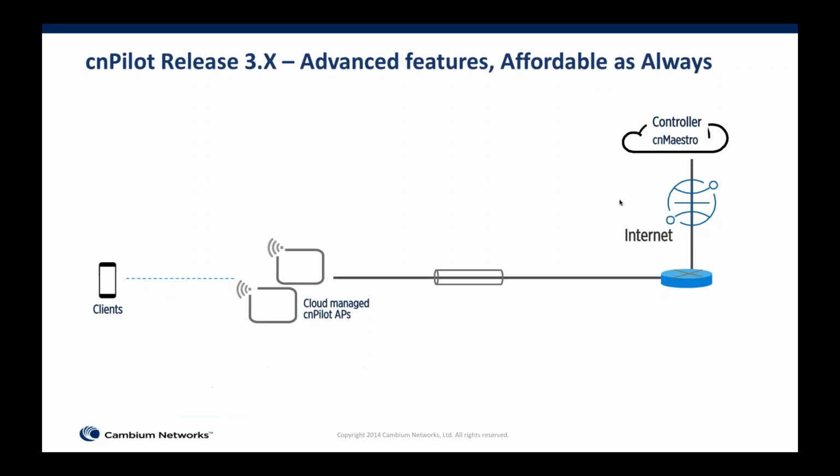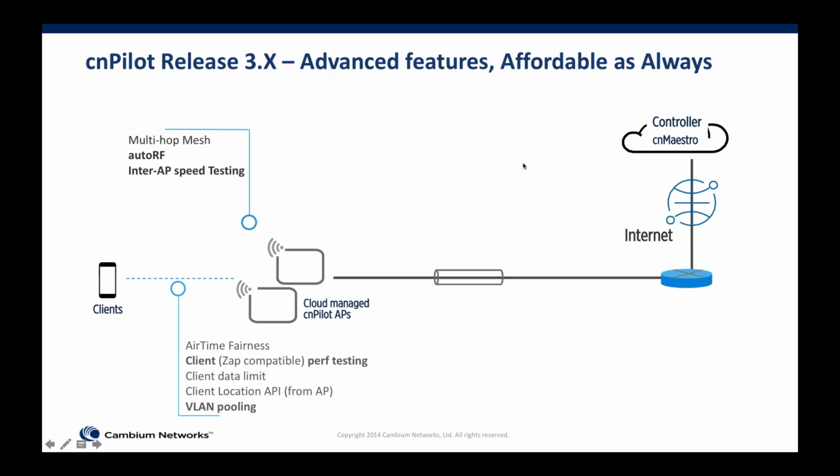These are the different over-the-air features that affect either your client or give you some information regarding the client. The next set is the features affecting the access points or enhancing the capabilities of the access points. Features like multi-hop meshing, autoRF, and inter-AP speed testing. Speed testing is basically the same feature but can be done between the client and the APs, or can be enabled between two of our APs, or between the APs and the controller.